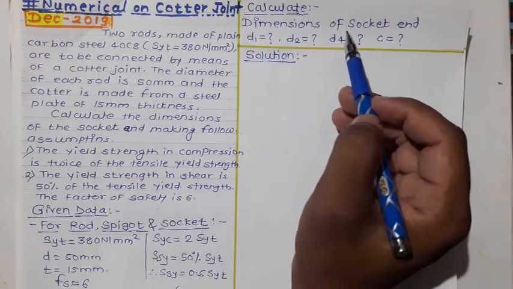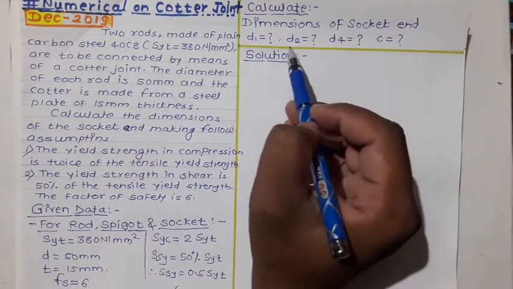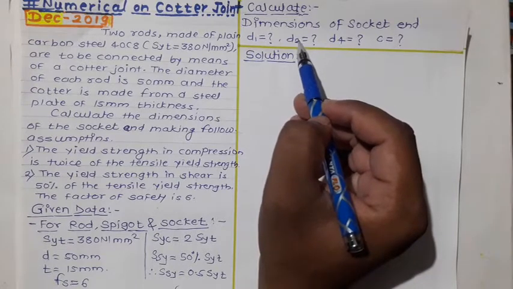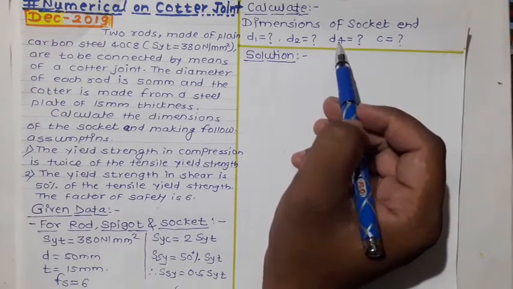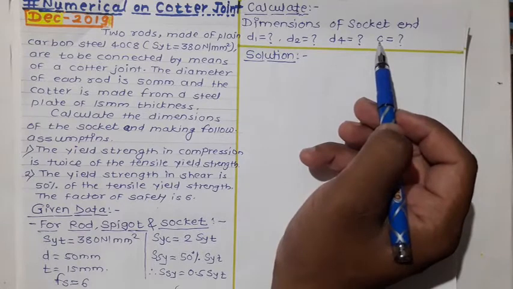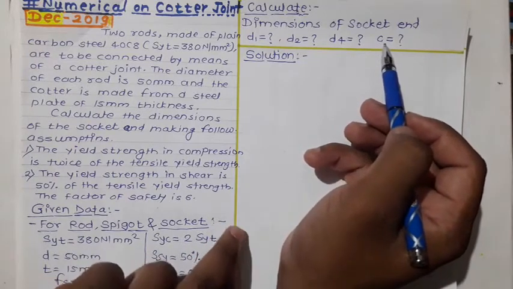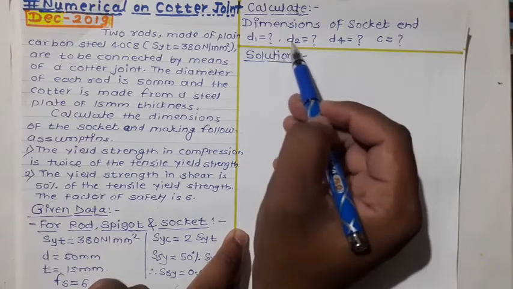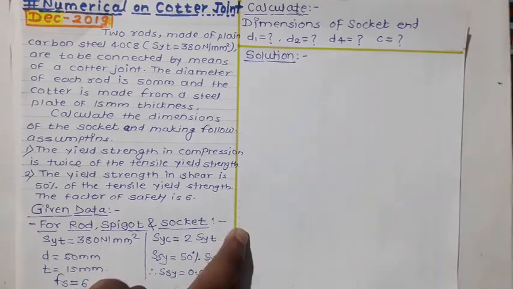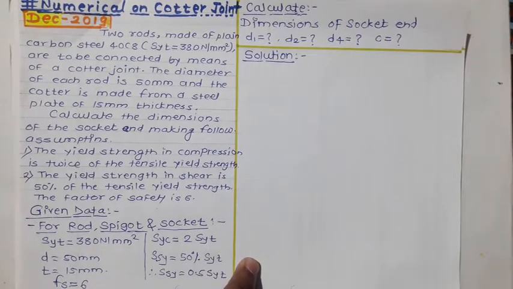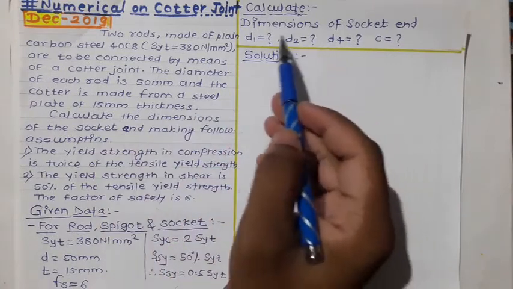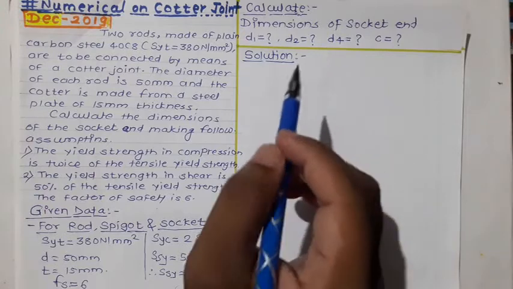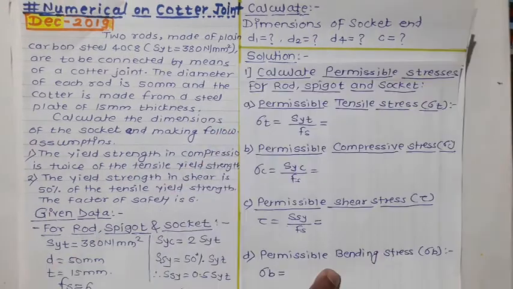We are just going to use the equations required to find out D1, the equation required to find out D2, the equation used to determine D4, and the equation used to find out C. So we just have to identify which equations can be used to find D1, D2, D4 and C. Let us understand first that we are not going to follow the complete procedure. We are just going to use only selective equations. Now let us start the solution.